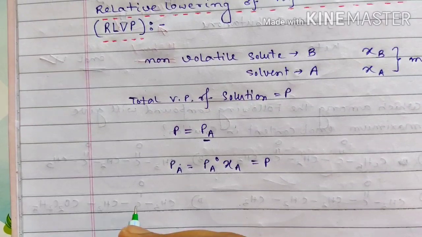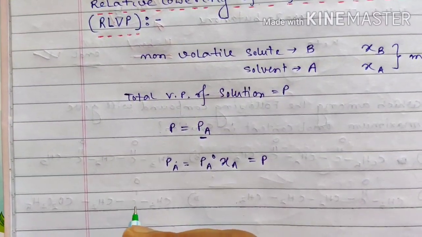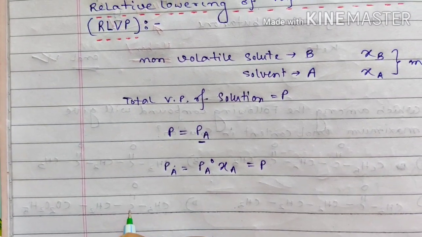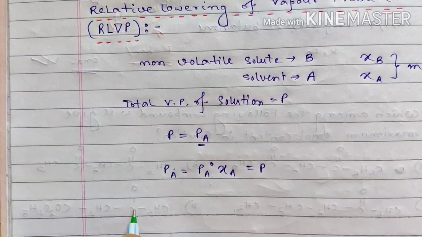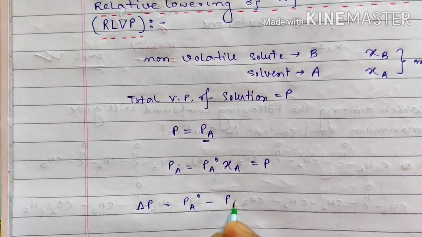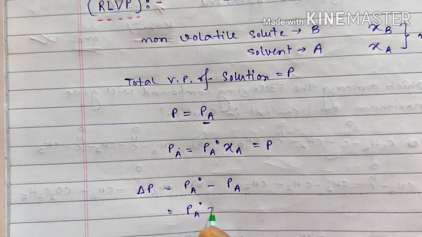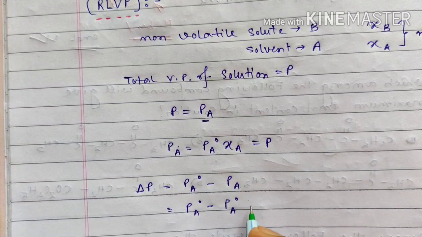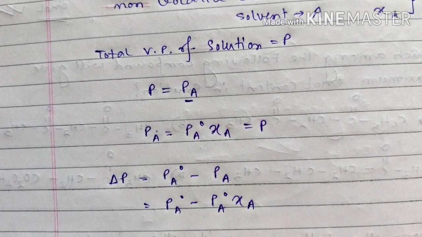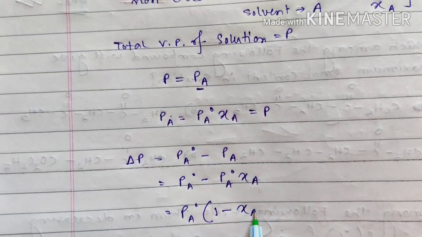Now, as we know that the mole fraction of A is always less than 1. So vapor pressure of the solution is always less than PA naught. So here we should be able to write that the change in vapor pressure, that is delta P, is PA naught minus PA. Here we can write PA naught minus PA naught into XA, as we have already written. So we can take PA naught as common, and it can be 1 minus XA.